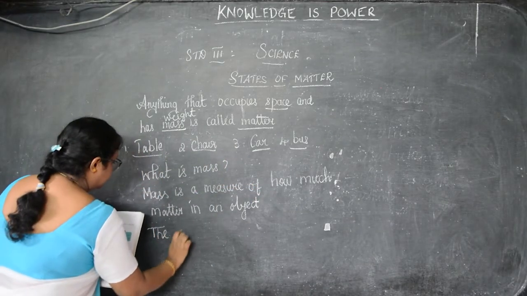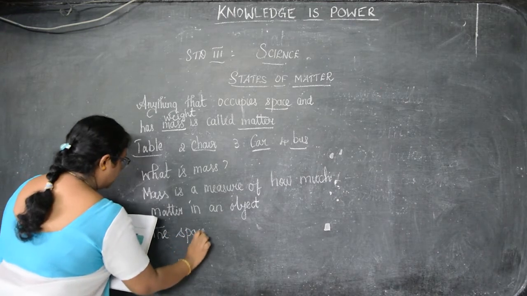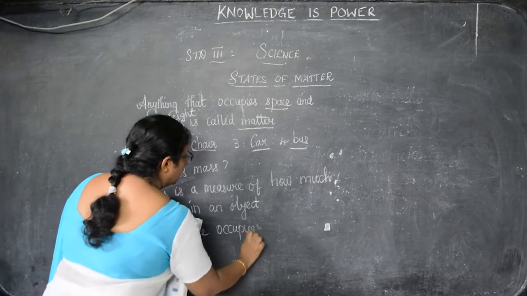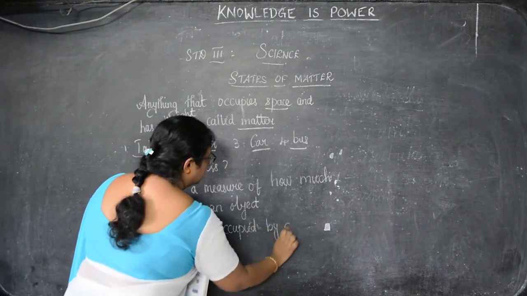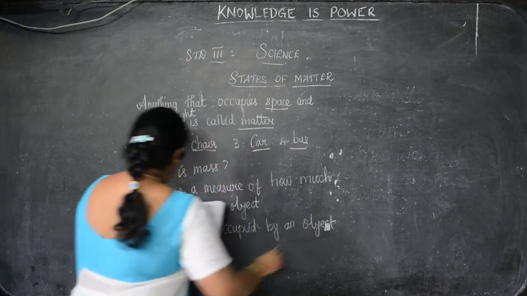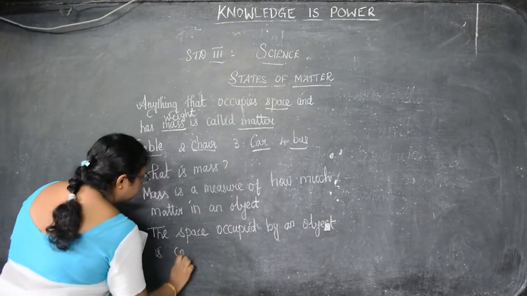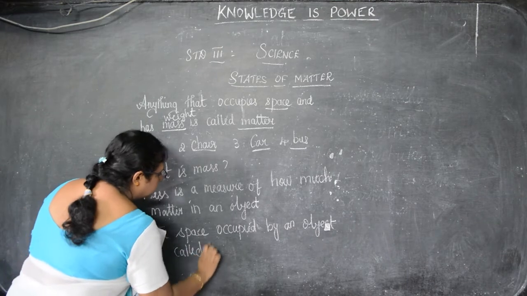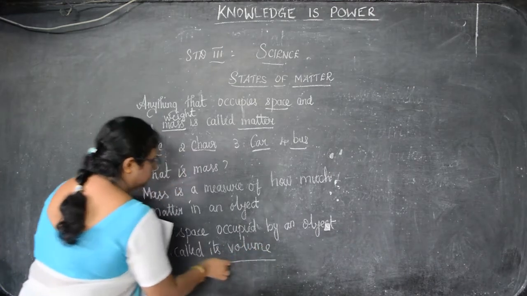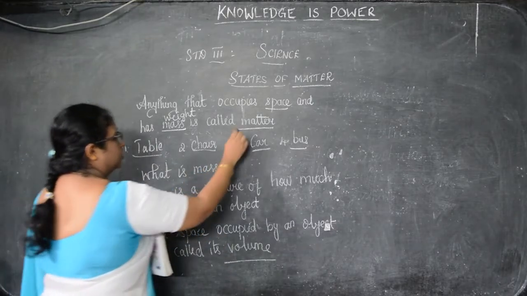The space occupied by an object is called its volume. So we have now learnt what is volume, what is mass and what is matter.